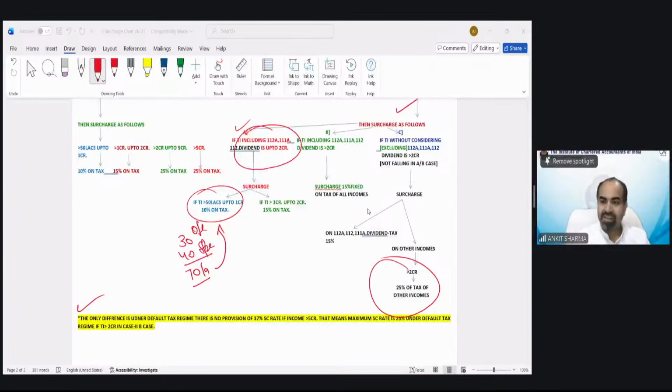Sir, in case it is less than 2 crore or less than 5 crore, which one is applicable? Arivansh, if it's less than 2 crore, case A would be applicable because it is applicable on income up to 2 crore rupees. As soon as it exceeds 2 crore, case number B is going to be applicable. Okay, so that was the surcharge concept we have just discussed.